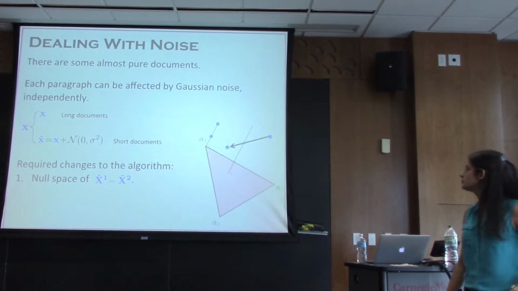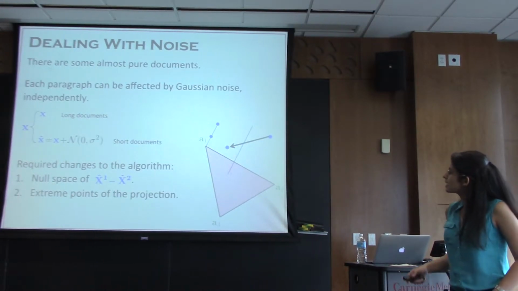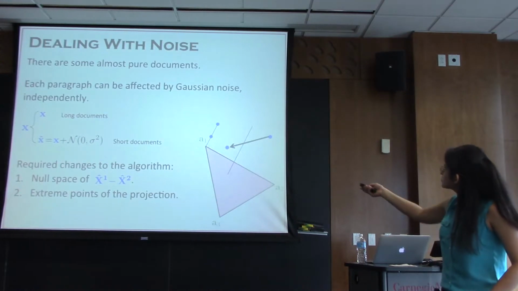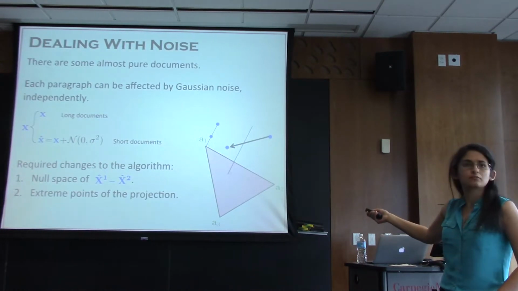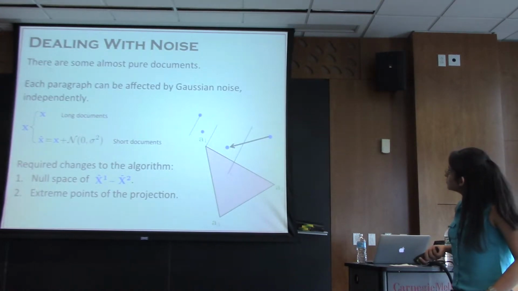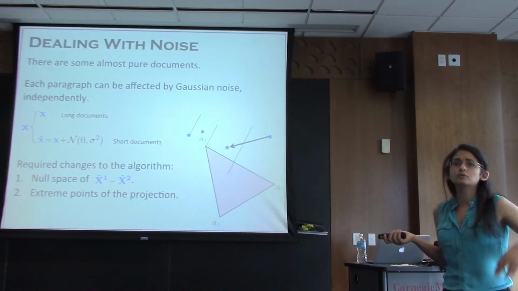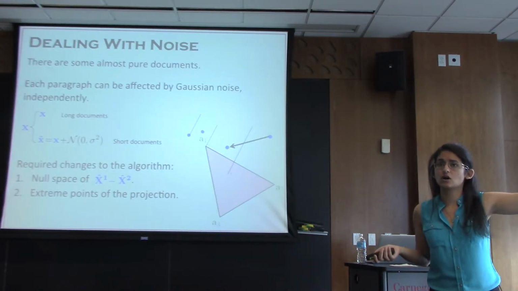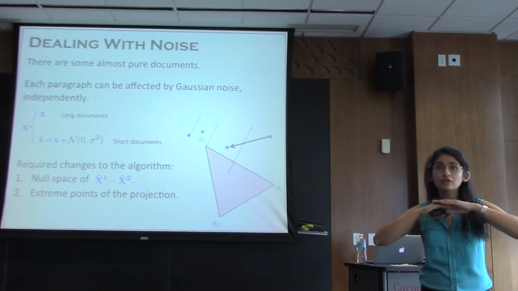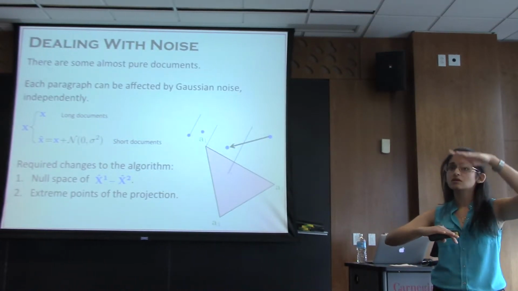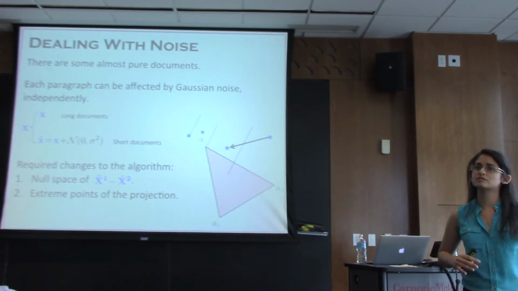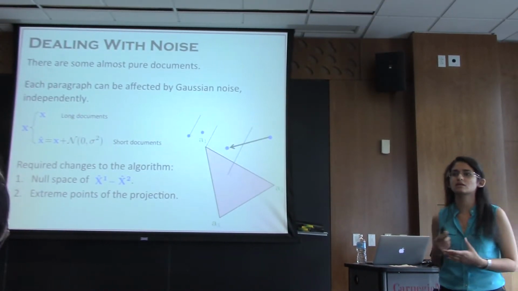So that's one problem. And another problem is that the extreme points' projections are kind of messed up. If you start with, again, something that's not affected by noise and add some noise to it, then you can project it, and you see that it could be projected far outside of this convex hull. So if you were to just take the extreme points of your projections, even if I gave you the null space, these extreme points are not going to be representative of your topic. So these are 2 things that we need to take care of.